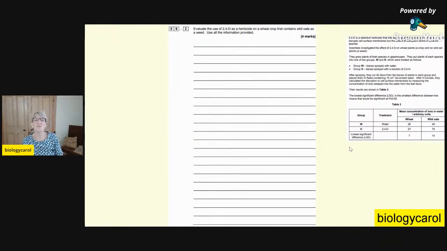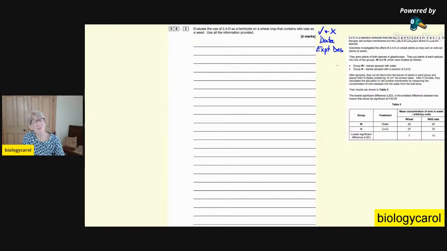Evaluate the use of 2,4-D as a herbicide on a wheat crop that contains wild oats as a weed. Use all the information provided. So I have put here all the information that we need to be taking into account. The first thing is that it's asking you to evaluate. So I am immediately thinking this means pros and cons for using this 2,4-D as a herbicide and against using it. I need to try and pick out for and against from the data.